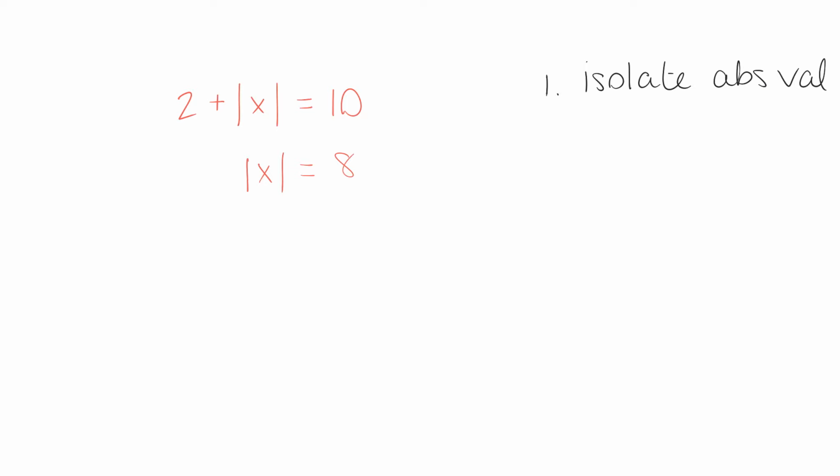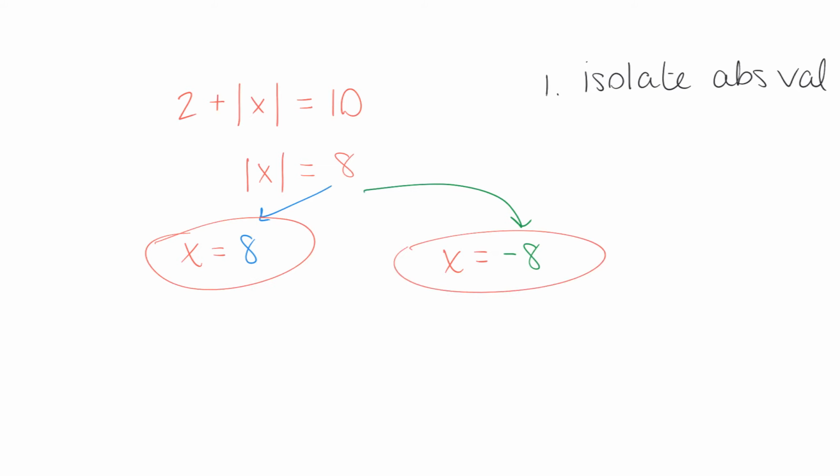So now I'm still going to do the same thing. This might be obvious, but let's try. So I'm going to split into my 2 equations. So 8 and also negative 8. And then I'm going to say x equals 8 and x equals negative 8. And there's my answers.